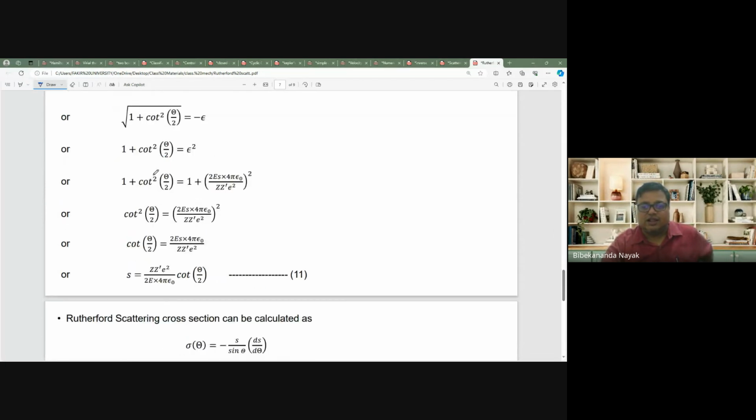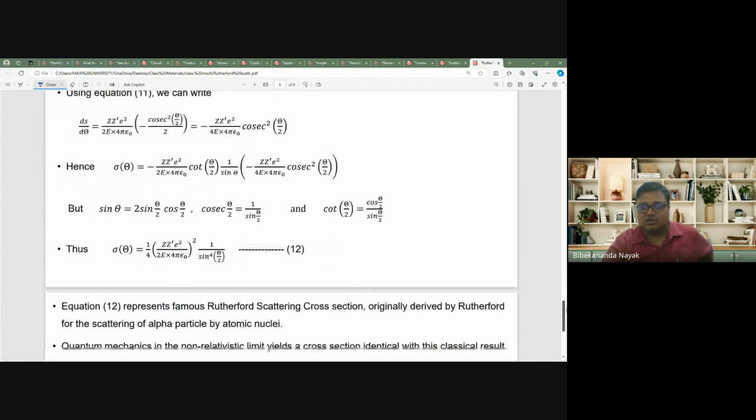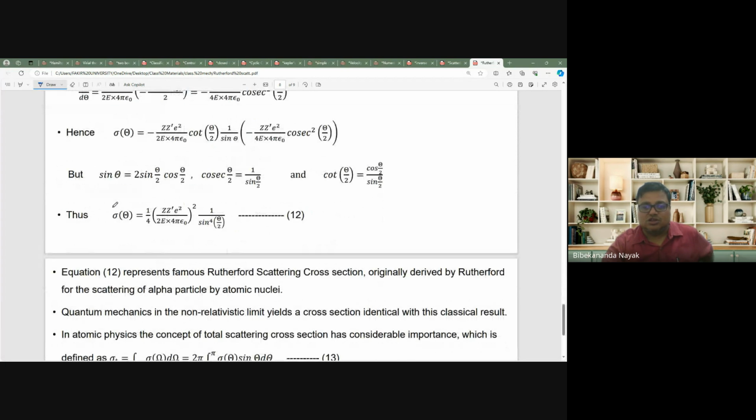Squaring both sides and simplifying, we get the impact parameter s equal to a constant into cot theta by 2. So the scattering cross section, from the formula, is s by sin theta into ds by d theta. From this expression of ds by d theta you can calculate and find the scattering cross section sigma theta, which is inversely proportional to sin to the power 4 theta by 2. This is known as the Rutherford scattering formula.